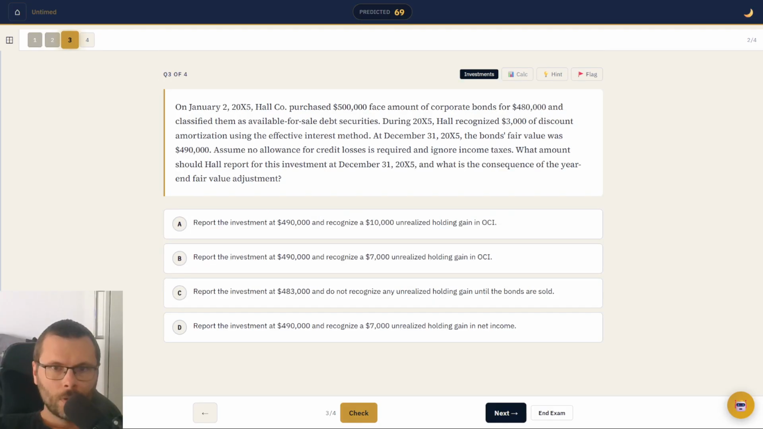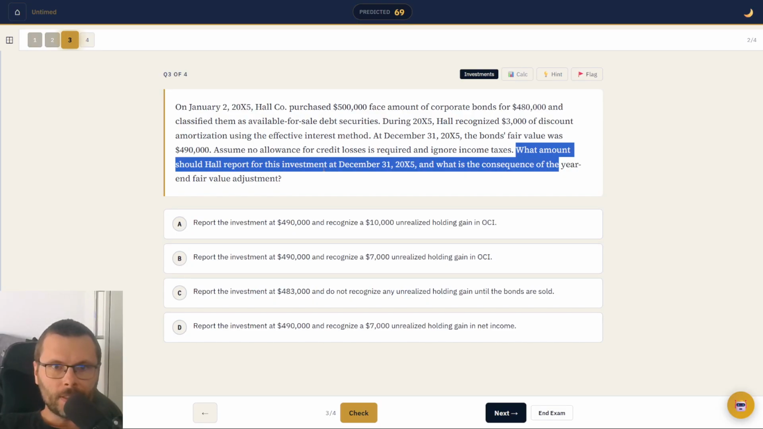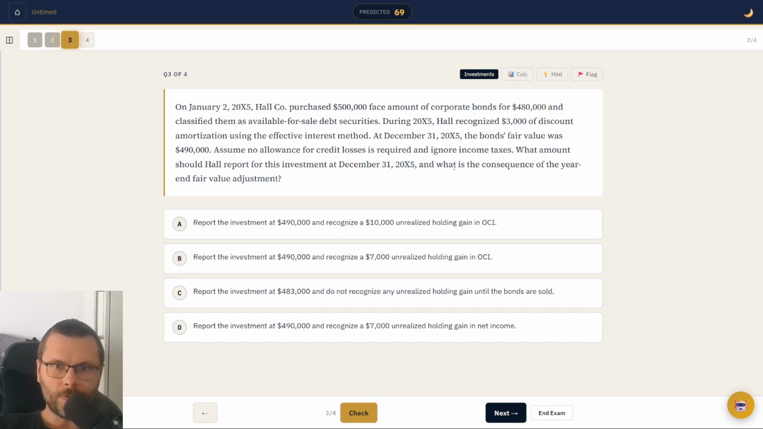Next question. Read the stem. What amount should Hall report for this investment at the year-end 20x5? And what is the consequence of the year-end fair value adjustment? Okay, so the options are 490, recognize 10,000 in OCI. This is sounding familiar. 490, recognize 7,000 OCI. Report investment at 483. Do not recognize holding gain until the bonds are sold. Report the investment at 490, recognize 7,000 unrealized holding gain. Okay, net income.